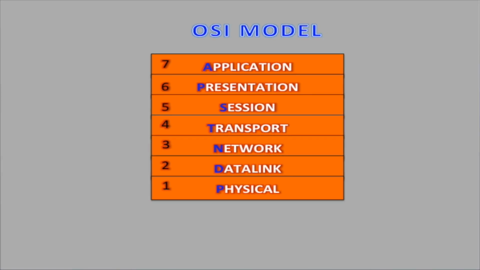Now, it is important to memorize these layers in the correct order. Don't worry, I have an easy way for you to do so, using either one of these sentences that I'm going to provide you right now. Sentence 1, starting from the bottom: please do not throw sausage pizza away. And the second sentence, starting from the top: all people seem to need data processing. You can pick which one of these sentences works better for you.